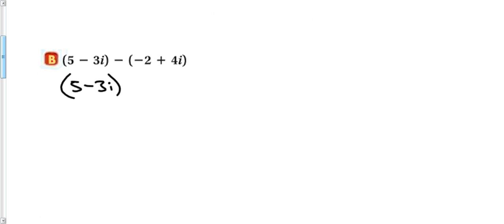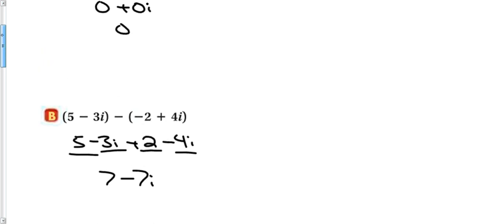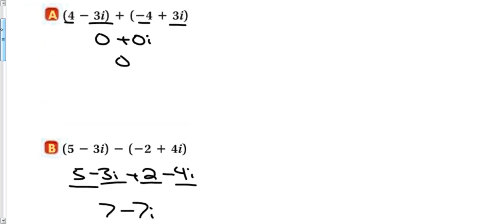For part B, don't forget that when we subtract, let's do this, 5 minus 3i, when we subtract parentheses, you must distribute the negative. So that turns into plus 2 minus 4i. Putting the real parts together, 7. Put the imaginary parts together, minus 7i. Okay? So there's no real difference here. All we're going to be doing is adding real parts and adding imaginary parts and combining them with their like terms. Okay?